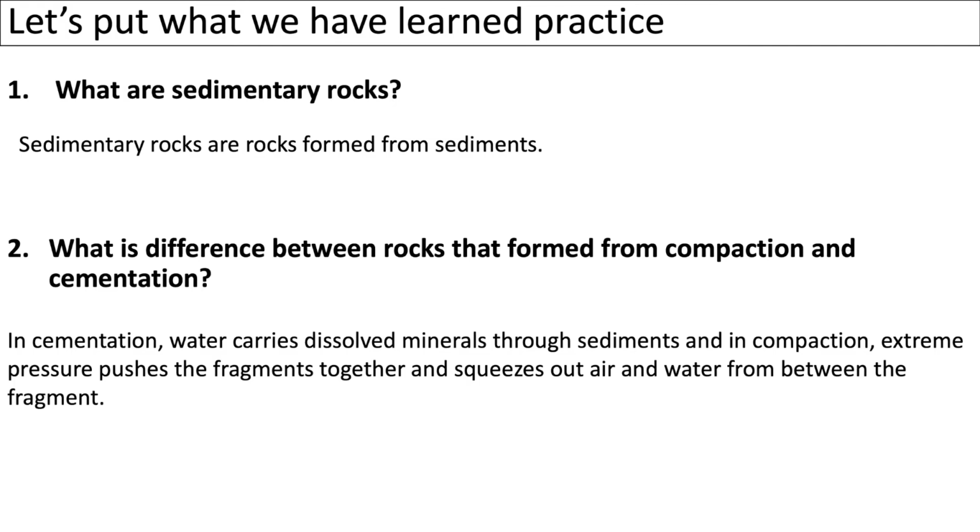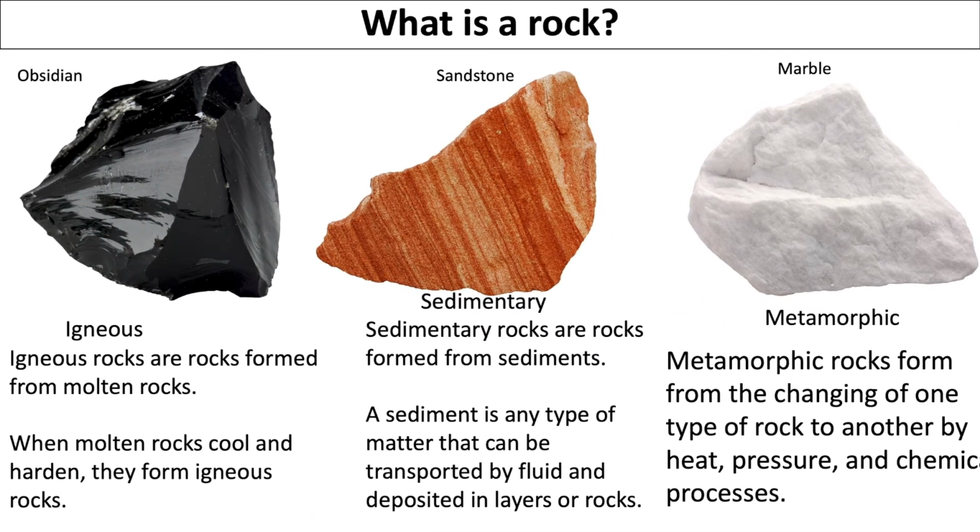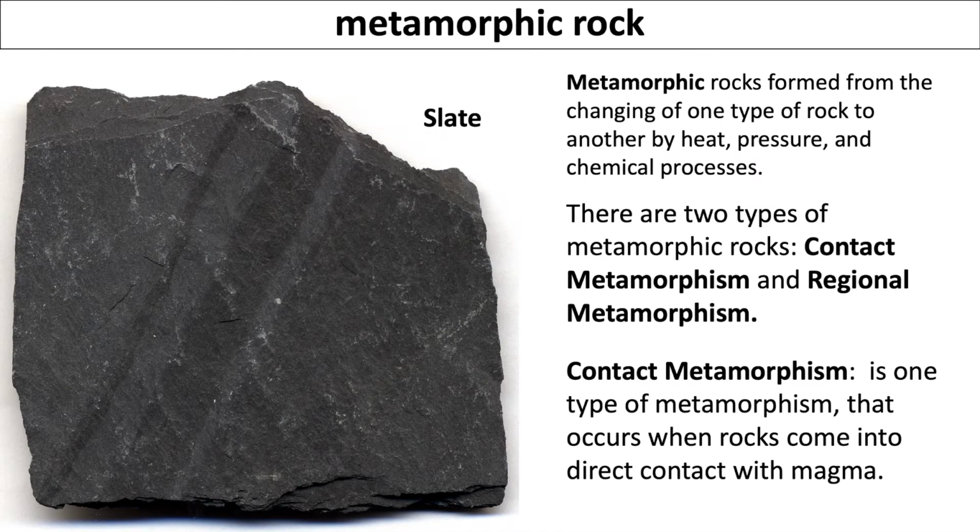The third type of rock that we're going to discuss is metamorphic rocks. Metamorphic rocks form from the changing of one type of rock to another by heat, pressure, and chemical processes.